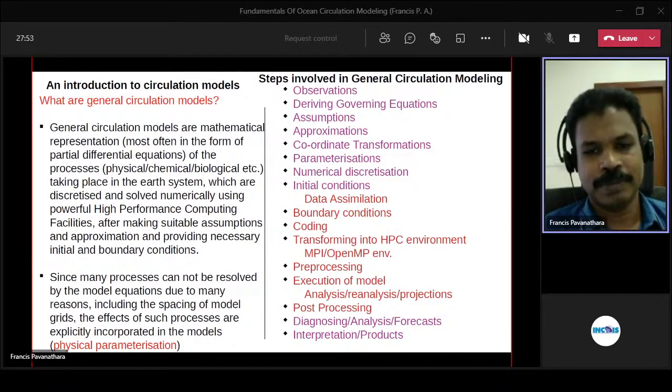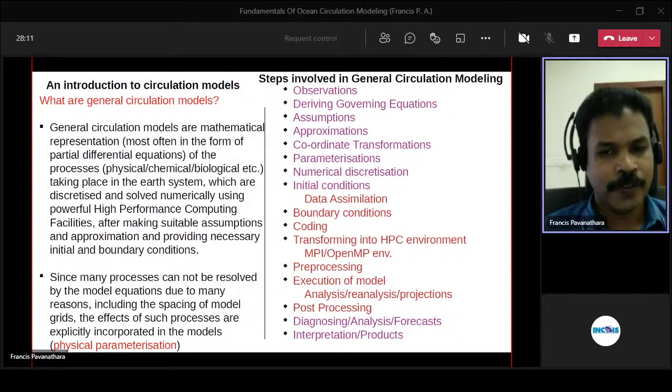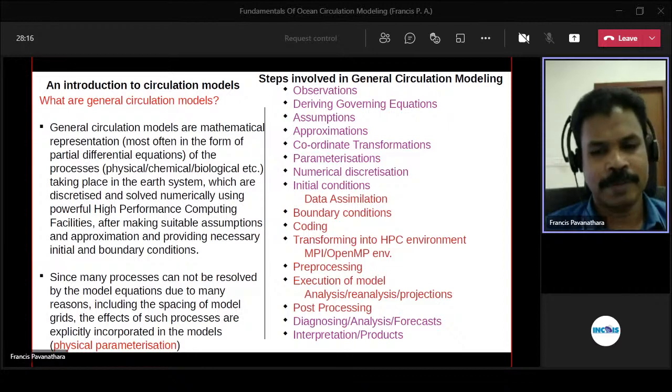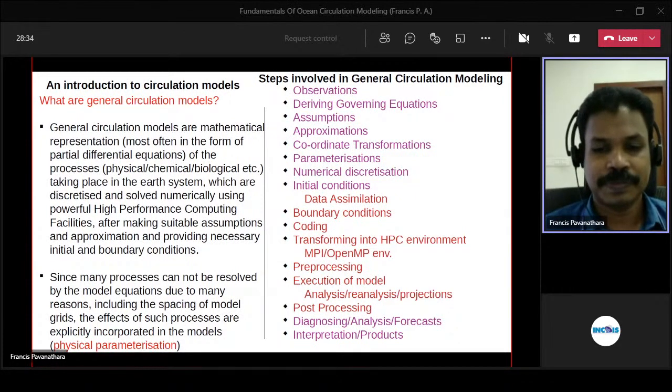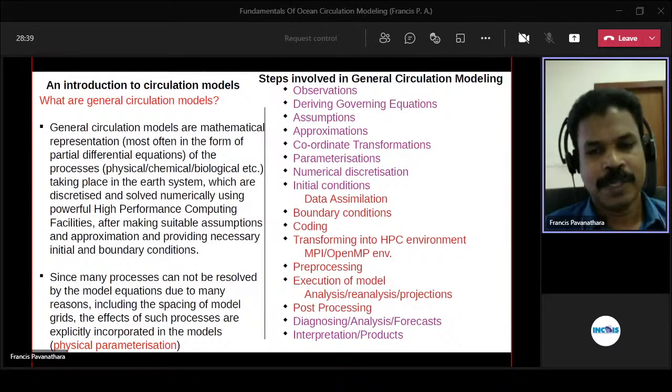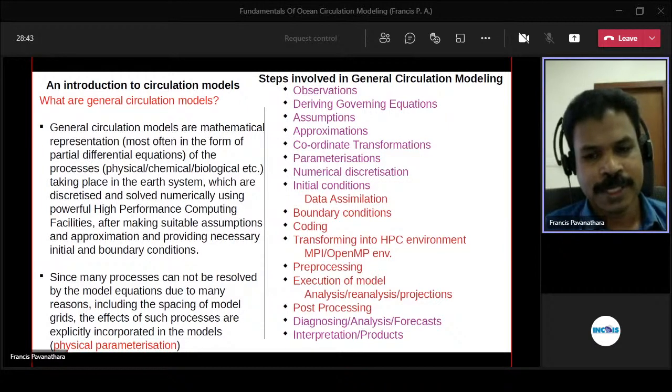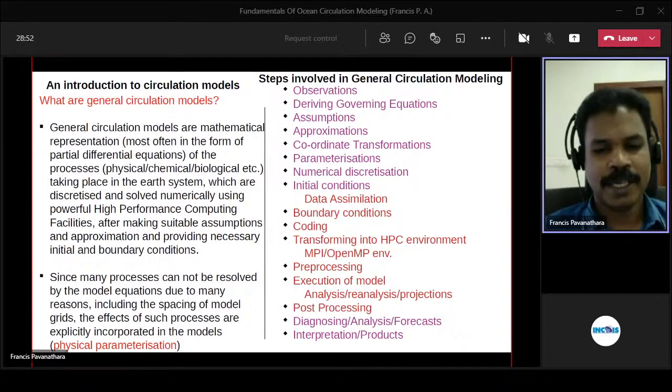So once we have the numerically discretized model, this has to be programmed to be solved in a high performance computational environment. Quite often the system is quite robust, so if you try to solve it serially, it's going to take enormous time, and sometimes it may not even work. So we may have to put it into a parallel computational environment. The computational resources required and their management are an important part of the modeling. Then we need to do certain pre-processing of the initial and boundary conditions to be given to the models, and then execute the model. We get ocean analysis or reanalysis or projections like forecasts, and then convert back into the desired format, which is called the post-processing step.